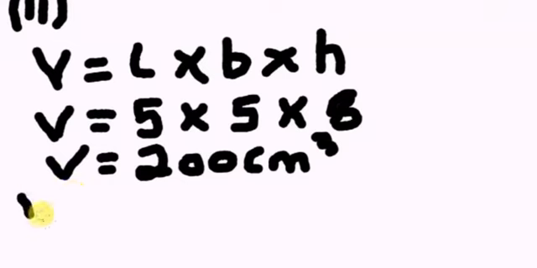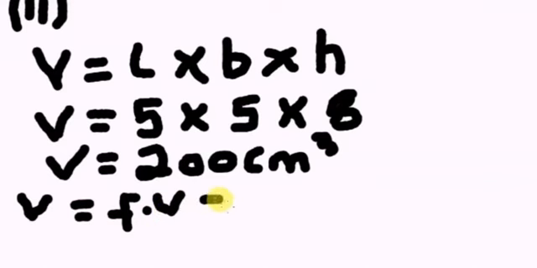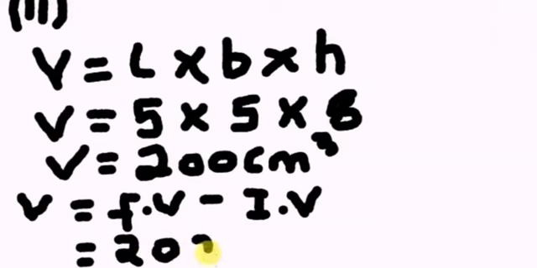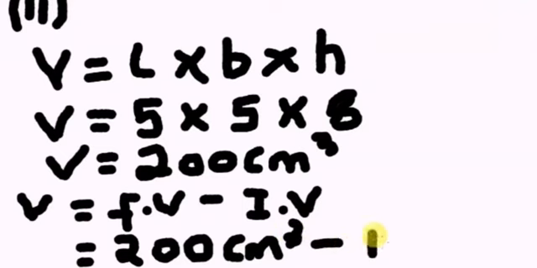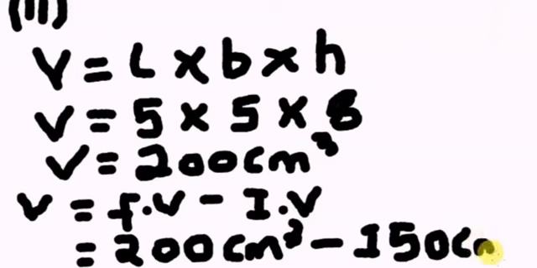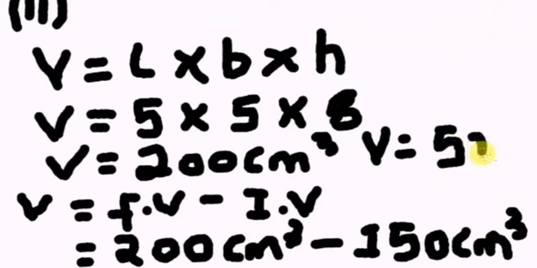And to find the volume of the stone, I'll say my final volume subtracted by the initial volume. So the final volume is the volume that I just found, which is 200 cubic centimeters. So I'll say 200 cubic centimeters minus the initial volume, which is 150 cubic centimeters. So the volume of the stone is 200 cubic centimeters minus 150 cubic centimeters. That's 50 cubic centimeters.